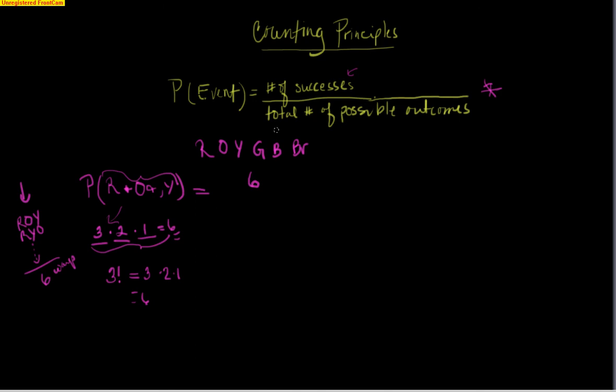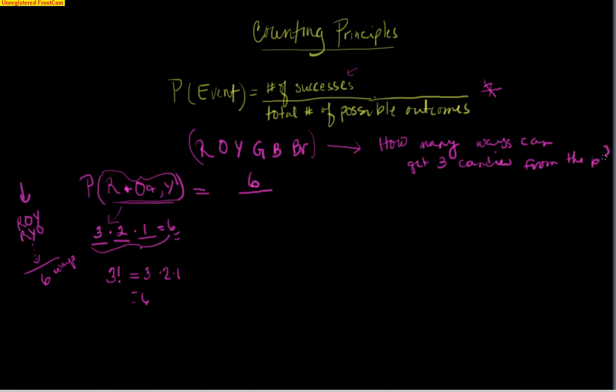That's all the ways we can get the success. All the ways we can get these 3. Okay, what about the bottom? All the possible outcomes. How many ways can we get 3 candies from the 6? We're going to stick our hand in 3 times and pull out 3 candies. How many different things can happen? We know there's 6 ways we can get a red, an orange, and a yellow. The question, though, is the denominator: what are the total possible outcomes?